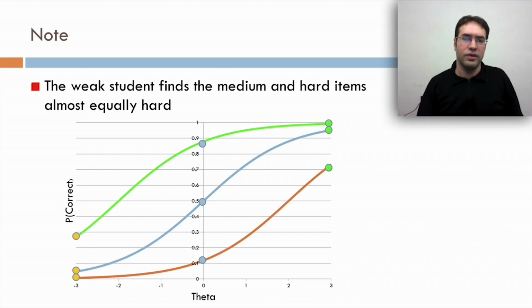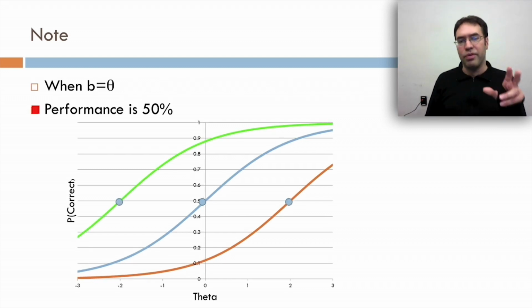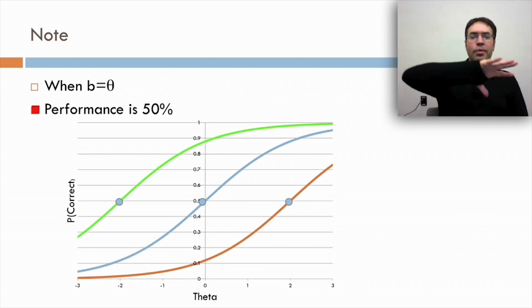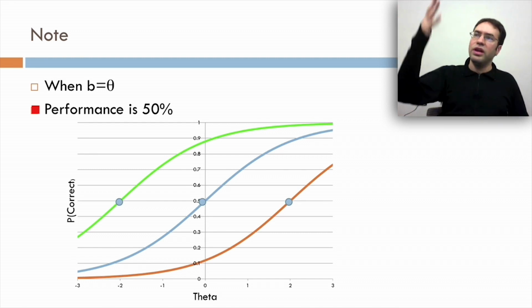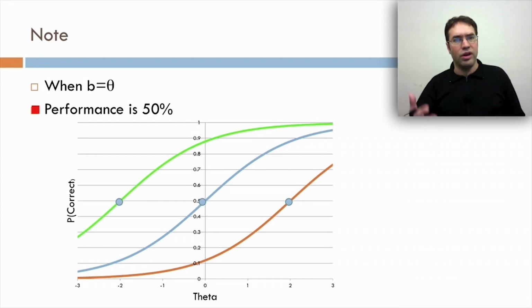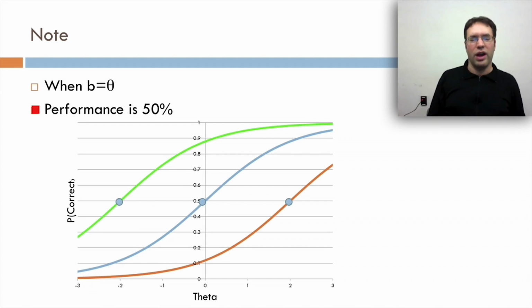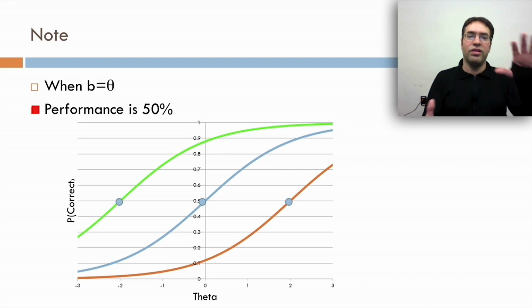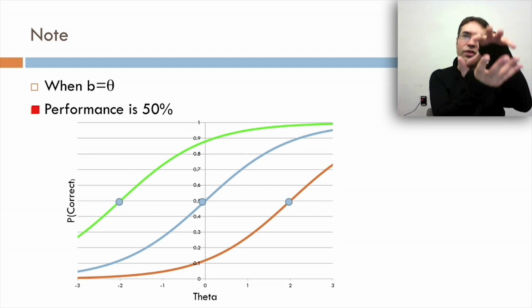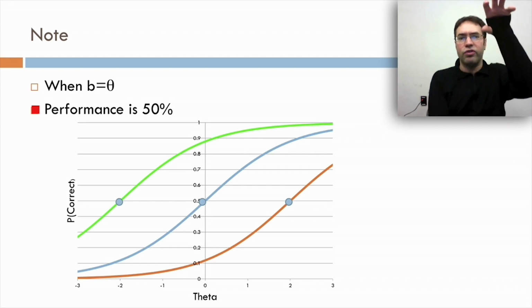Now you'll note that when B equals theta, performance is 50%. And so this happens all through the spectrum. If you got a really easy item and a really weak student, they're going to get performance of 50%. If you got a really strong student and a really hard item, you'll get performance of 50%. This model accounts for the fact that difficulty of items and skill of students can be in balance.